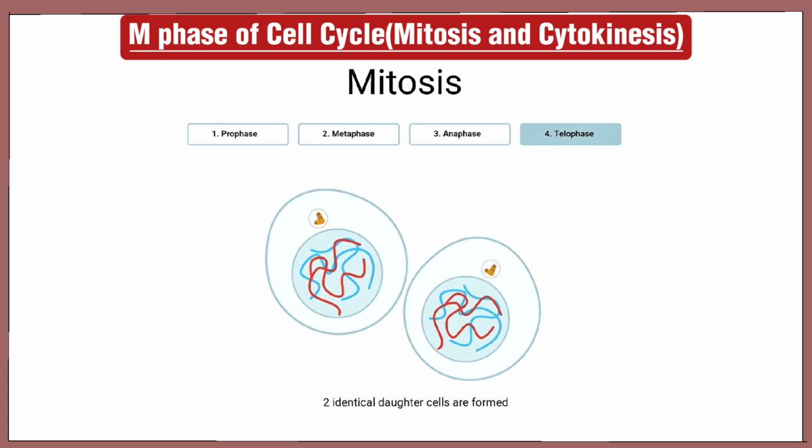So the M phase is only completed after cytokinesis, resulting in two daughter cells which are identical to each other and identical to the original cell.